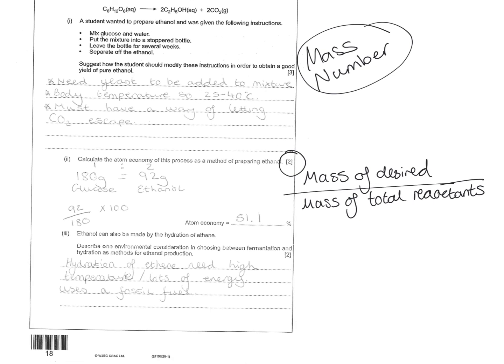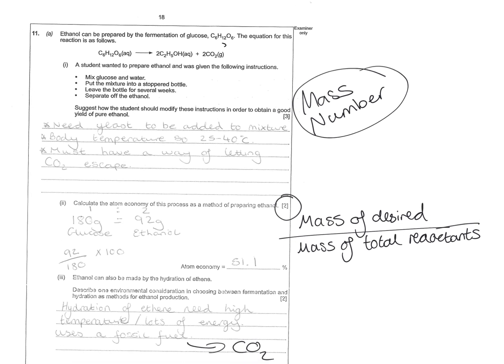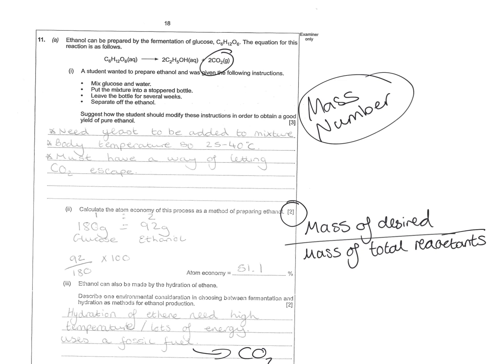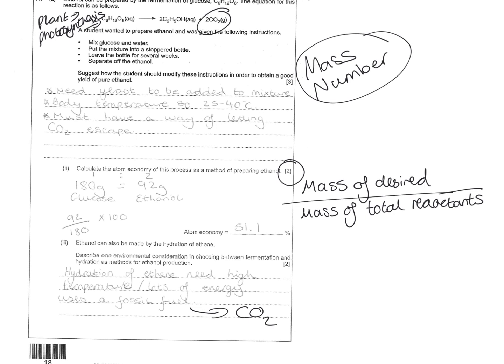Describe one environmental consideration when choosing fermentation or hydration. Hydration needs really high temperatures and pressures and stuff, and it also uses a fossil fuel, so releases CO2. Okay, even though fermentation releases CO2, we consider this to be carbon neutral because glucose comes from a plant, photosynthesis, so the amount of carbon dioxide that it takes in is equal to the amount that it releases. Okay, whereas if we're using a fossil fuel, which is where ethene comes from, because ethene is a fossil fuel from crude oil.